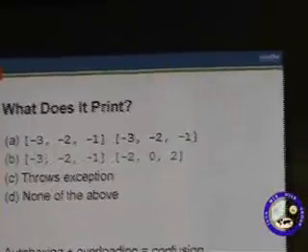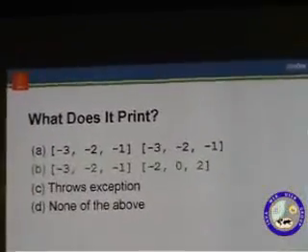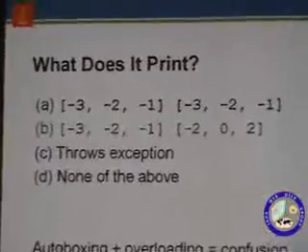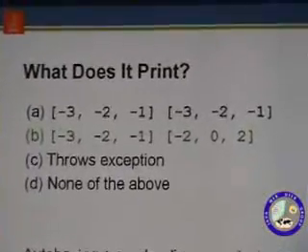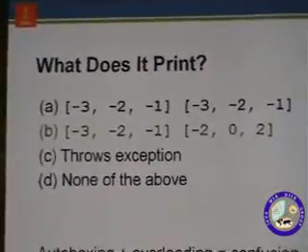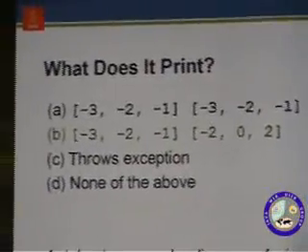It turns out that those of you who chose B, -3, -2, -1, then -2, 0, 2, well, that's really weird. You're correct. The intuition behind this one is that when you mix autoboxing and overloading, you get nothing but confusion. Let's take a look at the program again.